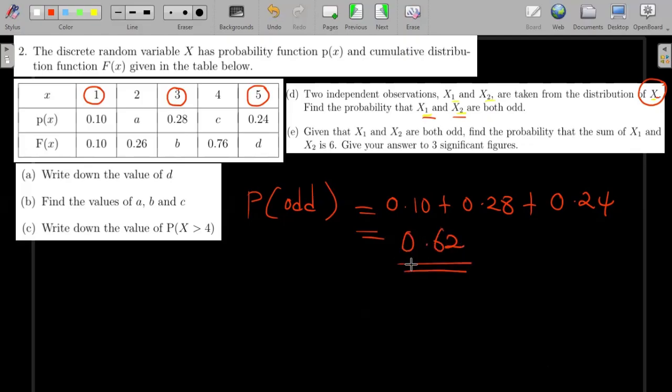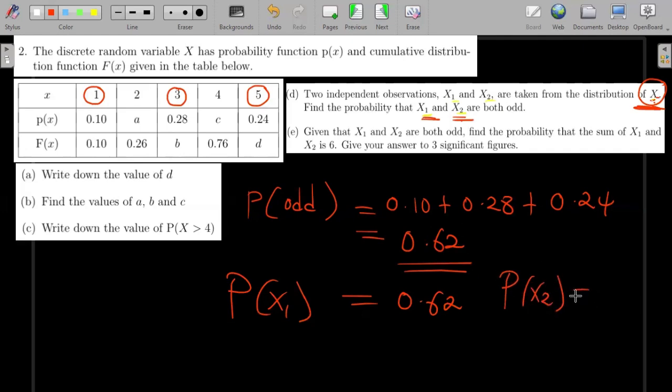So this is the probability that X, this X here, is odd. But the question here is: find the probability that X1 and X2 are both odd. Since both X1 and X2 are coming from this same distribution of X, it means that the probability of X1 being odd will be the same as the distribution where it's coming from. So it will be 0.62. And the probability that X2 is odd will also be equal to this because it's coming from the same distribution. So it will be 0.62 as well.